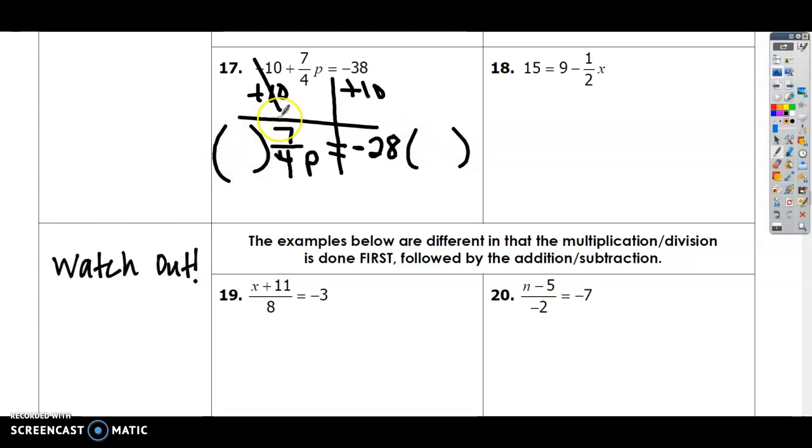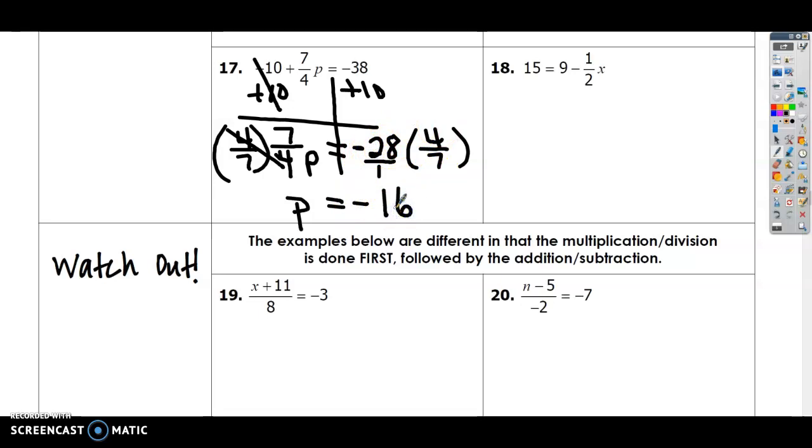All right, so multiplying by the reciprocal, 7/4. The reciprocal of 7/4 is 4/7. And 4/7 times 7/4 equals 1, so bring down my p. And then again, I can put this over 1. Negative 28 divided by 7 is negative 4. That reduces to negative 4, and negative 4 times 4 is negative 16.